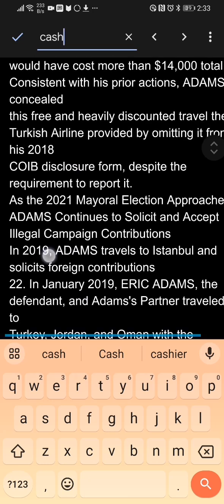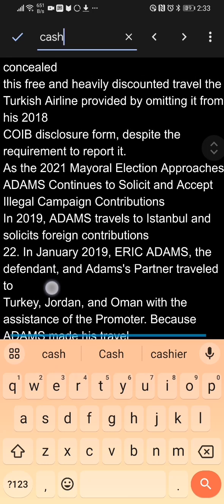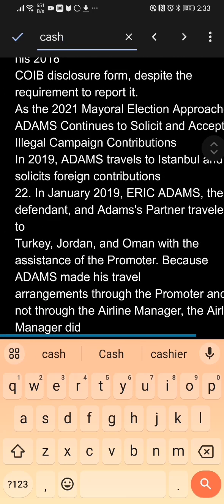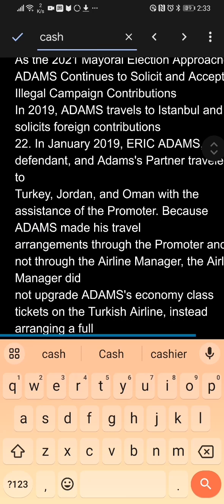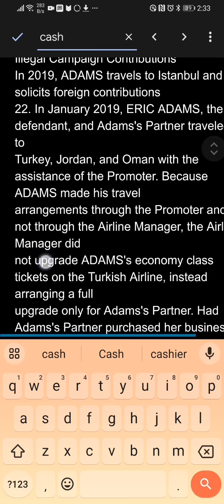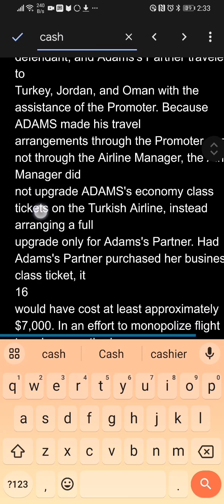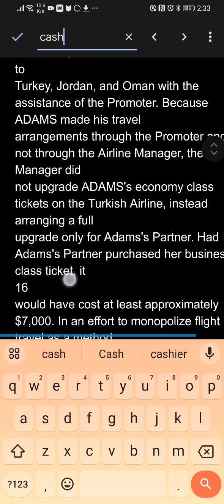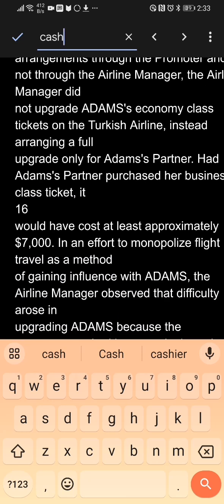In 2019, Adams travels to Istanbul and solicits foreign contributions. In 2019, Adams, the defendant, and Adams' partner traveled to Turkey, Jordan, and Oman with the assistance of the promoter. Because Adams made his travel arrangements through the promoter and not through the airline manager, the manager did not upgrade Adams' economy class tickets on the Turkish airline, instead arranging a full upgrade only for Adams' partner. Had Adams' partner purchased her tickets, it would have cost approximately $7,000.